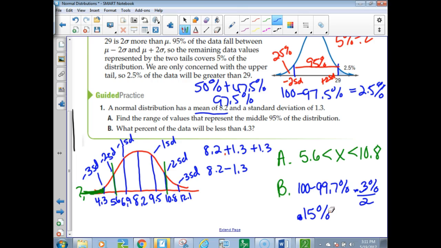Anybody have a question about how I got to 0.15? You do not convert that to 1.5. It is already in a percentage. Okay? Don't move the decimal. As a decimal, it'd be 0.0015.